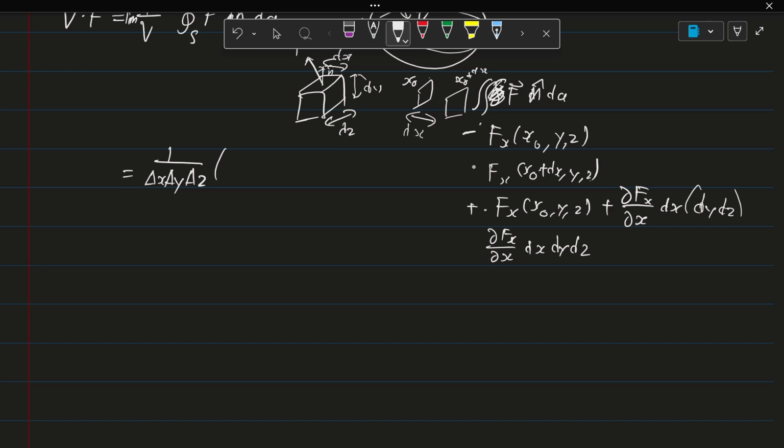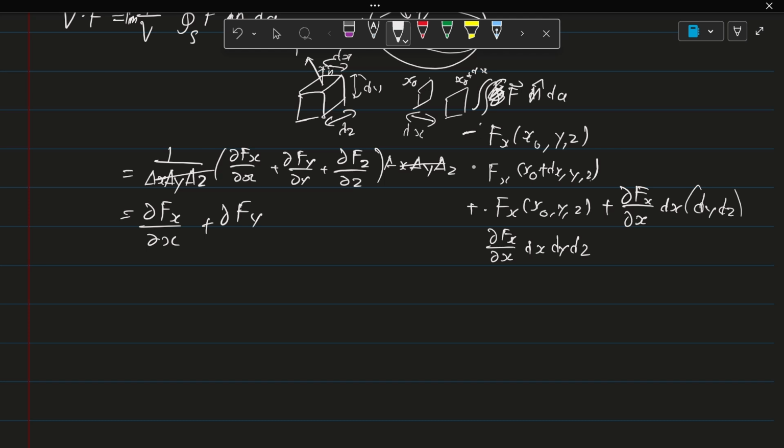So if you collect them all, you would get the partial fx over partial x, the partial fy over partial y, the partial fz over partial z, and there will be another delta x, delta y, delta z, which will cancel, and thus forming this formula for a rectangular coordinate system of the divergence.